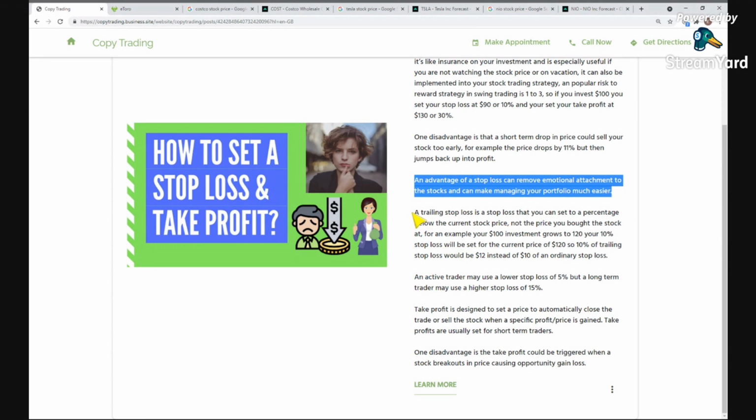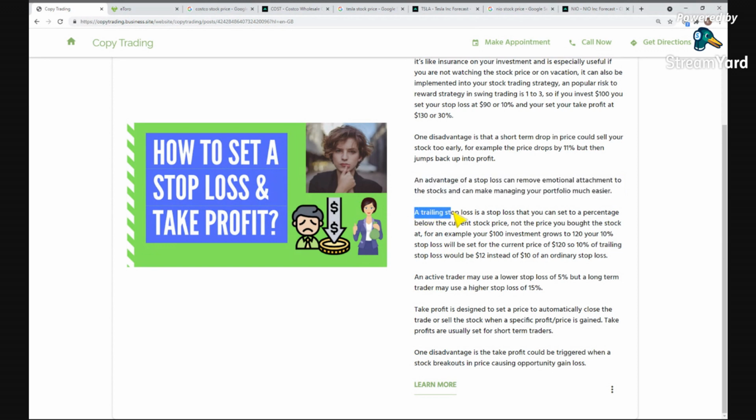Now there's another kind of stop loss that may be useful for you too, which is a trailing stop loss. This is a stop loss that you can set to a percentage below the current stock price, not the price you bought the stock at. So this is a different one. It moves with the stock price. As the stock gains, the stop loss moves with the gain. So you're protecting your gains.